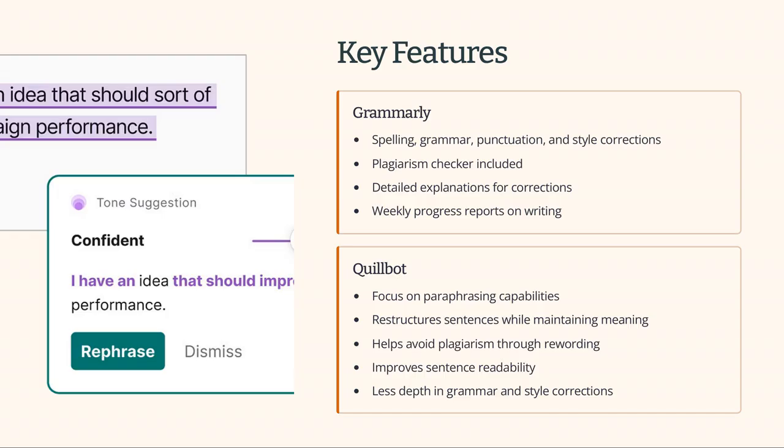Moving on to pricing, Grammarly offers a free version with basic corrections, but for advanced features like plagiarism detection and vocabulary enhancement, you'll need the premium version, which starts at $11.66 per month. Quillbot also has a free version, but to unlock its full paraphrasing capabilities and remove the word limit, you'll need the premium version, which starts at $14.95 per month. So Grammarly offers a more affordable premium option.